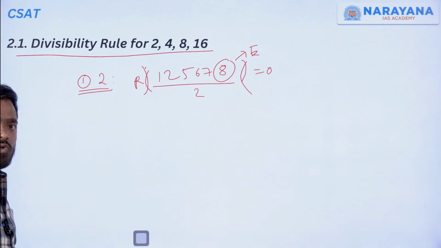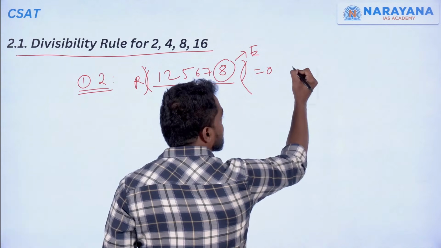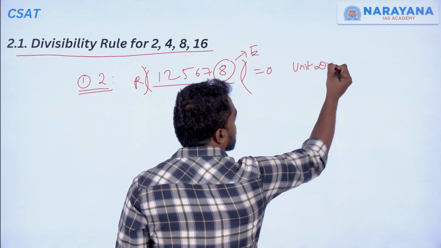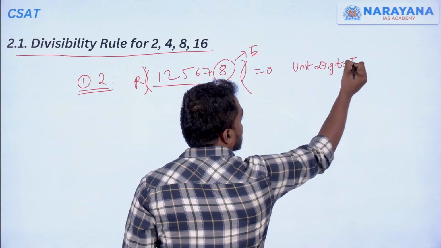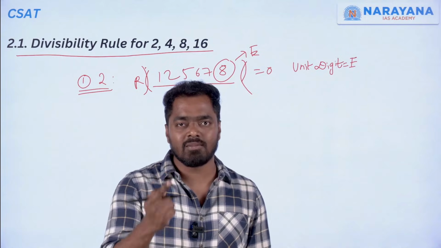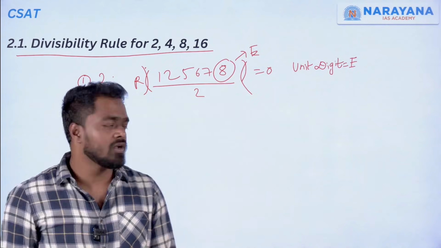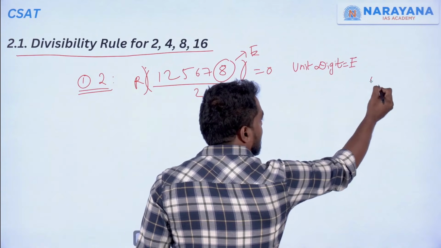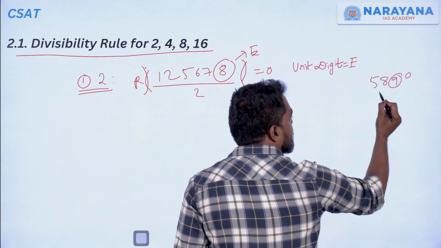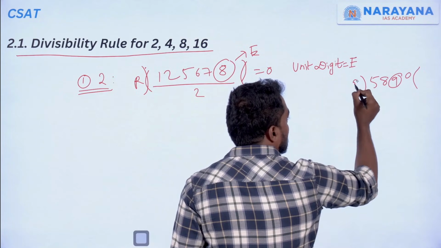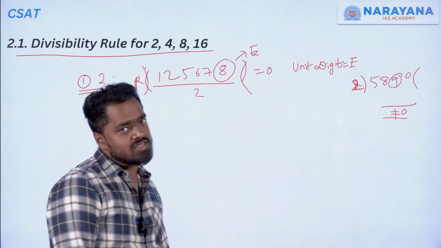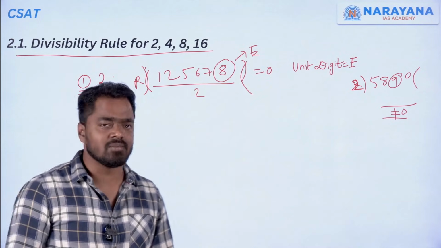So what is the divisibility rule of 2? The unit digit should be an even number. If the unit digit is an odd number, that number cannot be divisible by 2. For example, if you take a number like 5, 8, 9, the unit digit is an odd number, so if you divide that number by 2, the remainder will not be 0. So this is the divisibility rule of 2. Very simple.